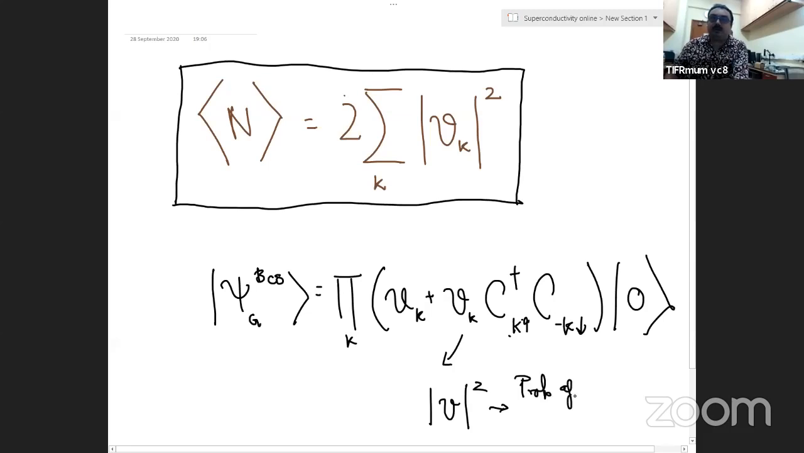This is the probability of the K state having 2 electrons, because one Cooper pair has 2 electrons. So that's how this 2 comes. And then |Vk|² is the probability that they are occupied. So 2|Vk|² is the average occupancy of that K state. Therefore the total number of electrons would be the sum over K, so you get 2 sum over K |Vk|².